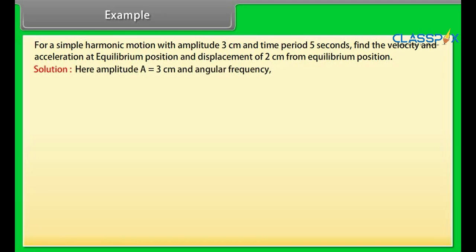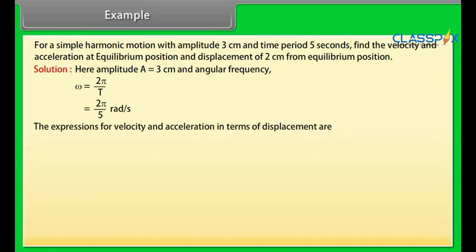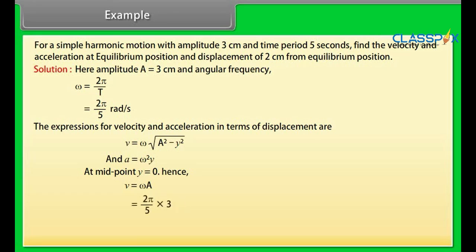Here, amplitude A is equal to 3 cm and angular frequency omega is equal to 2 pi upon T is equal to 2 pi upon 5 radian per second. The expressions for velocity and acceleration in terms of displacement are v is equal to omega root of A square minus y square and a is equal to omega square y. At midpoint y is equal to 0. Hence, v is equal to omega A is equal to 3.77 cm per second and a is equal to 0.